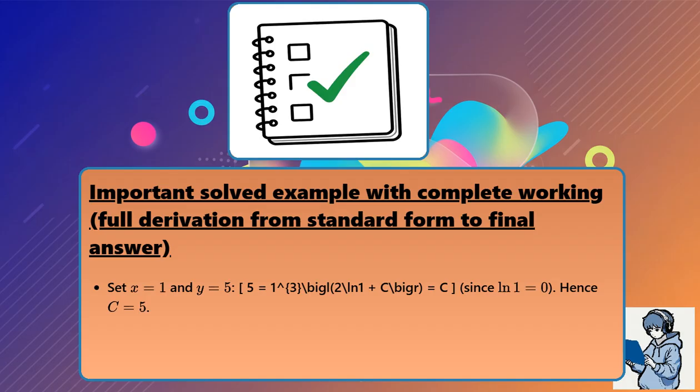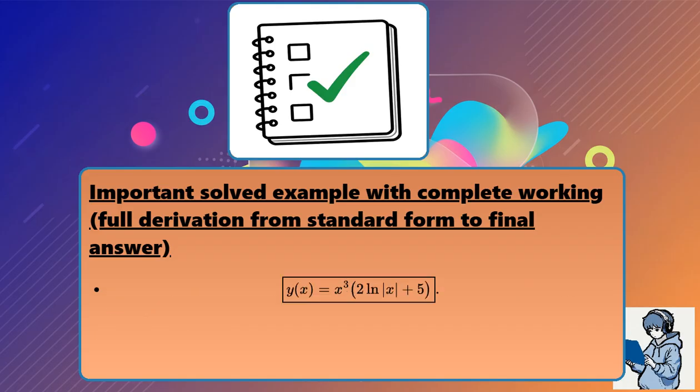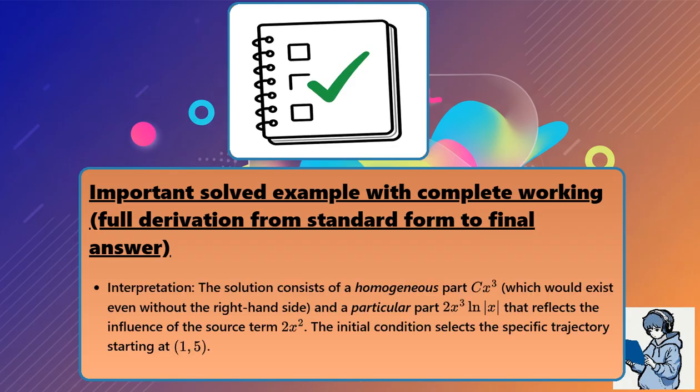Hence c equals 5. Step 6, final answer. y of x equals x cubed times (2 ln|x| + 5). Interpretation. The solution consists of a homogeneous part, c x cubed, which would exist even without the right-hand side, and a particular part, 2x cubed ln|x|, that reflects the influence of the source term 2x squared. The initial condition selects the specific trajectory starting at the point (1, 5).